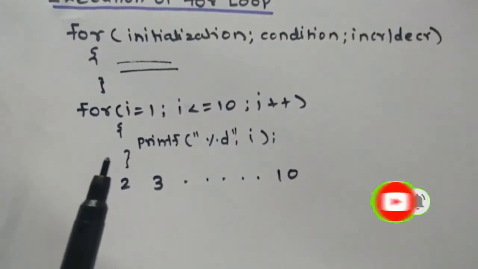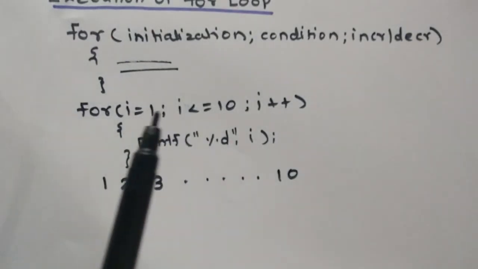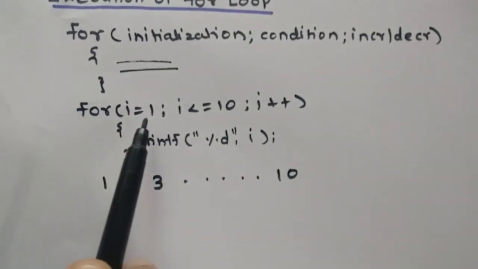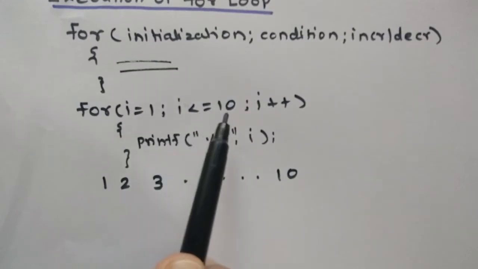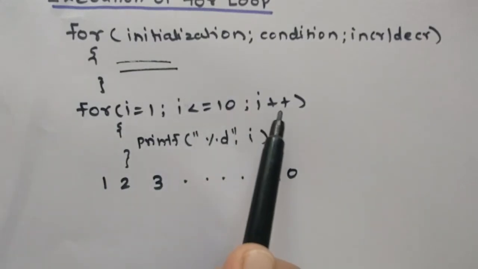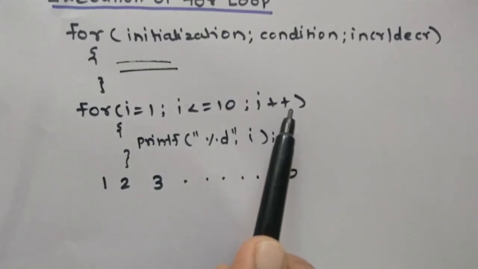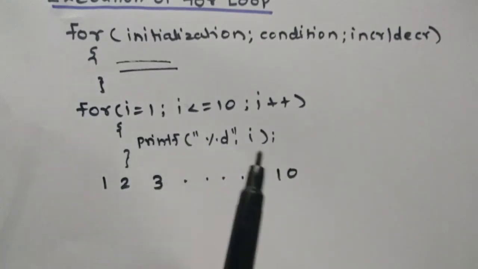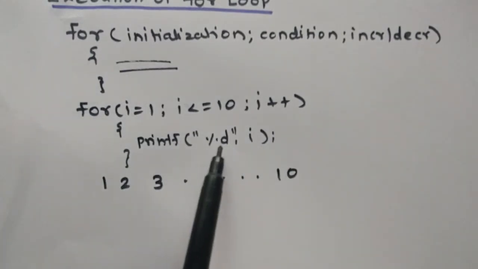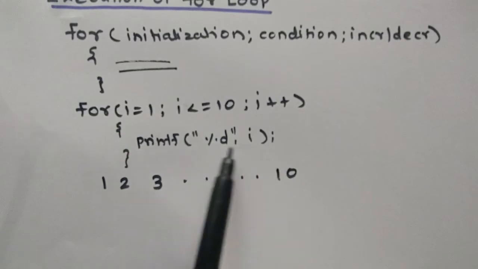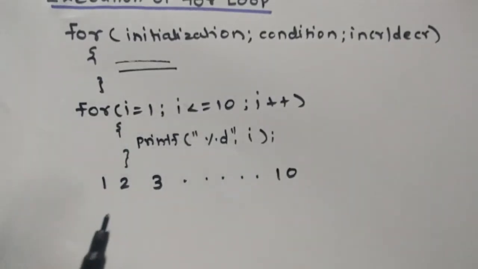So when we are trying to print the number from 1 to 10, at that time we are writing i equals to 1, i less than equals to 10, then i plus plus. Here we are using the incrementation. And printf %d, we are using the integers of %d, i. Just we are writing this much, so you will get the output as 1, 2, 3 up to 10.